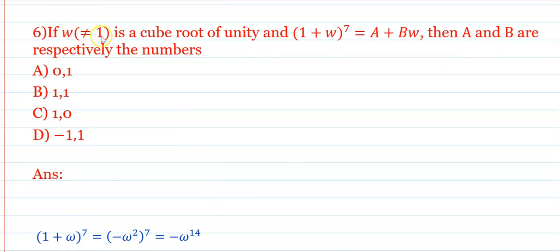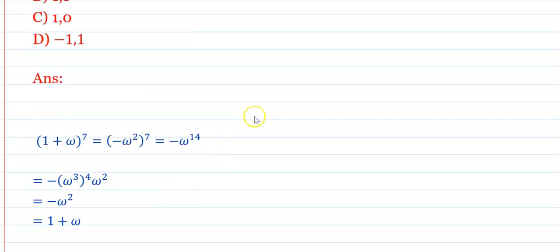If omega is a cube root of unity and (1 plus omega) raised to 7 is equal to a plus b omega, then a and b are respectively the numbers. कोणते numbers असू शकतील? That is 0, 1; 1, 1; 1, 0; -1 and 1. Okay. Now we will solve this. (1 plus omega) bracket raised to 7. We know the important result. काय माहिती आपल्याला?